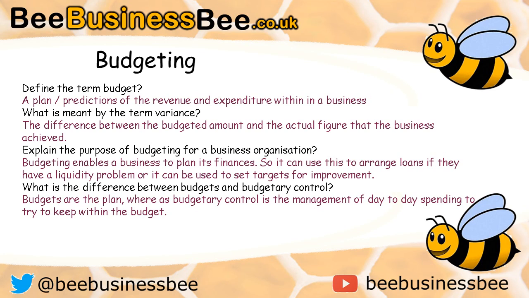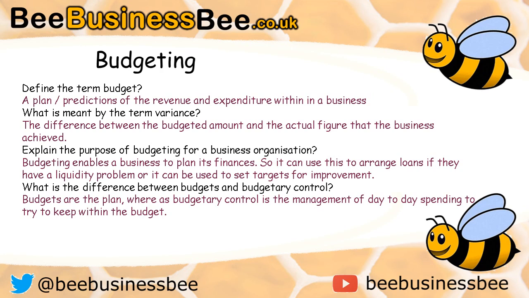A budget is a plan or a prediction of the revenue and expenditure within a business. Remember the key words, a plan or a prediction. The term variance simply means the difference between your budgeted amount and the actual figure your business has achieved. So it's a difference between what you budgeted and what you actually got. And the variance tends to be a figure. Remember, it can either be favourable, which is called favourable, strangely enough, or it can be adverse. That's when you do worse than expected. So adverse is worse than expected, favourable is when you did better than expected.